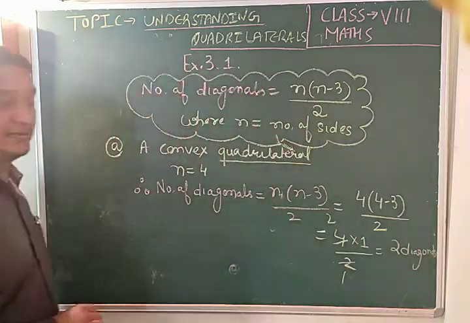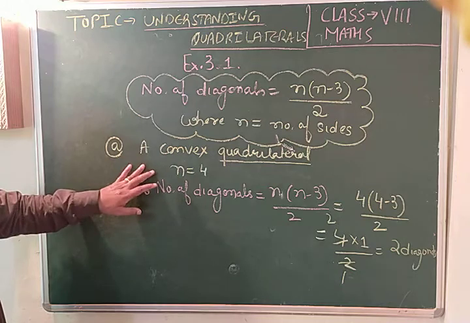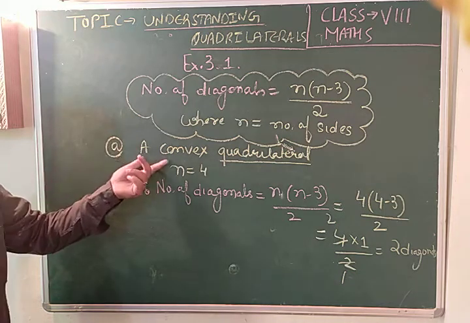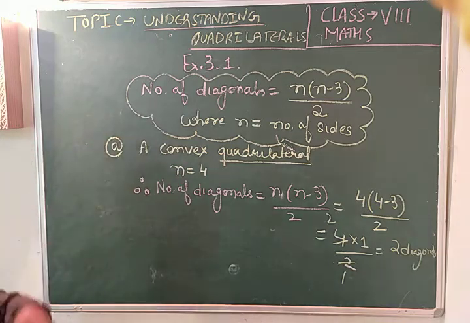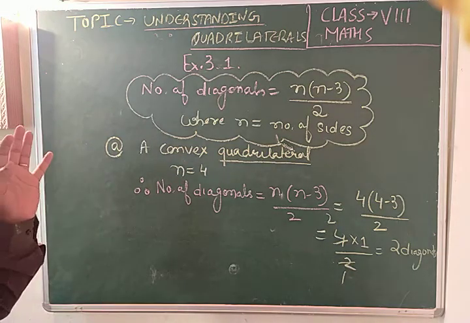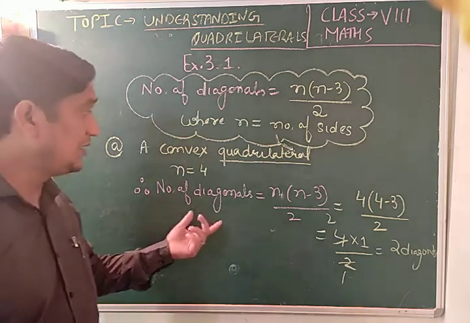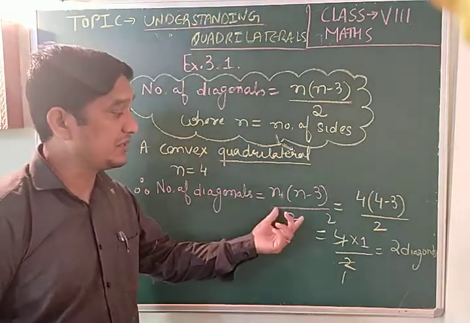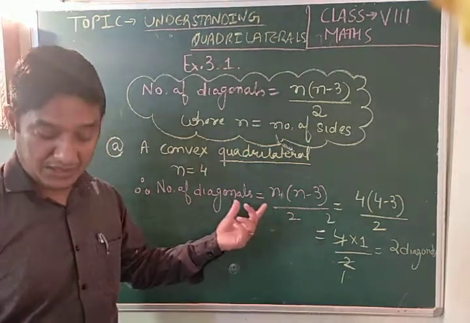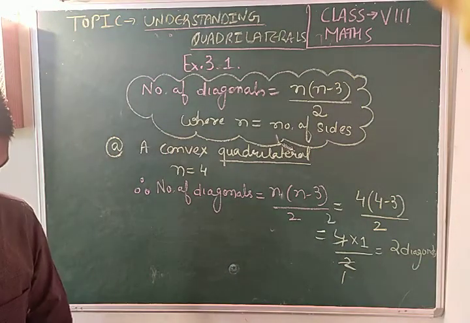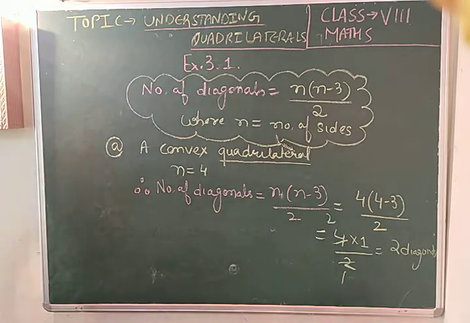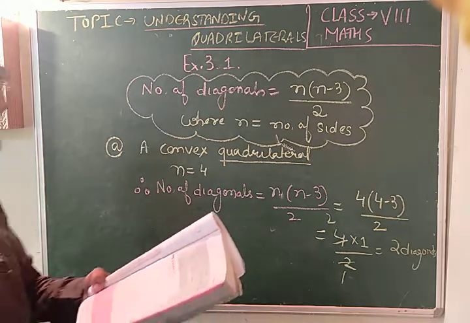So children, you can find the number of diagonals in any polygon, whether it has 10 sides, 20 sides, 6 sides, 100 sides. You will be able to find the number of diagonals by using this formula. So children, you have to try part B and C on your own.